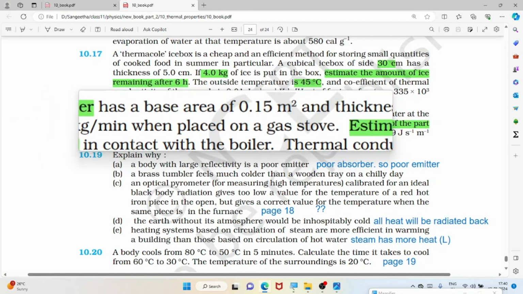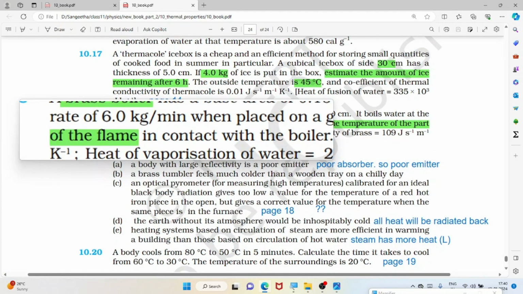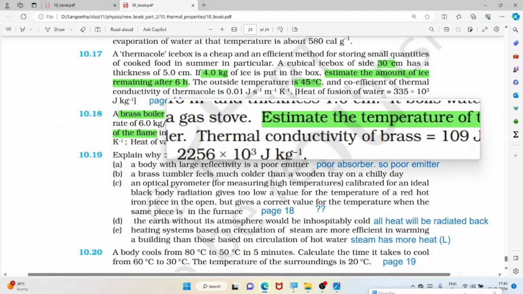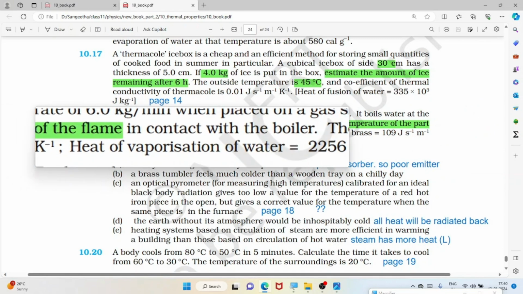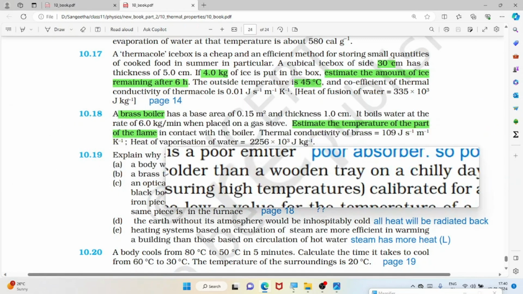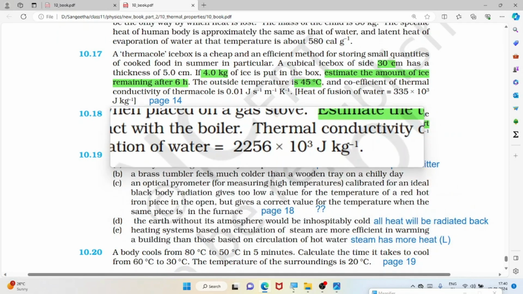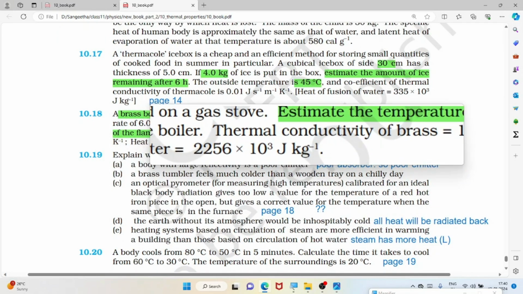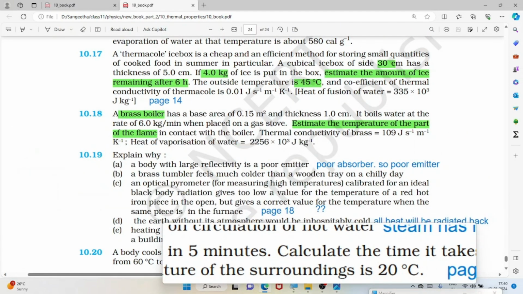The brass boiler has a base area. It boils the water at the rate of 6 kg per minute when placed on the flame. Estimate the temperature of the part of the flame in contact with the boiler. That flame temperature will be different from the water boiling temperature. It will be more than that. The thermal conductivity of this is 18.